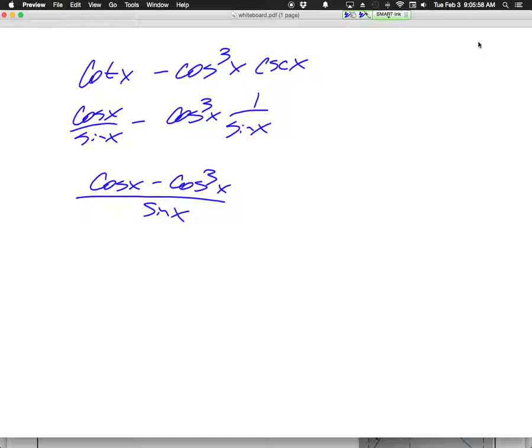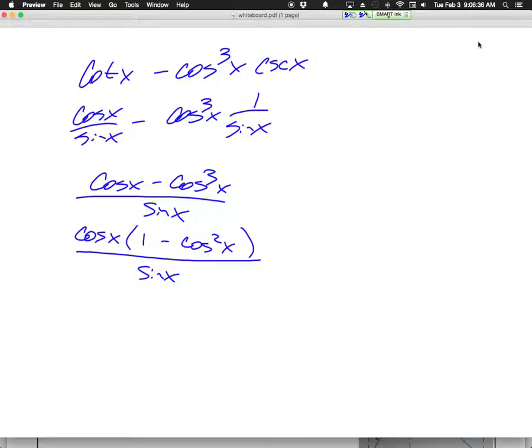Let me ask you this. If you had x minus x cubed, what would you do with that? I would take out an x. Very good, Hunter. So what am I going to do over here? Take out a cosine. Outstanding, Hunter. If I take out a cosine, what's in the parentheses? 1 minus cosine squared.